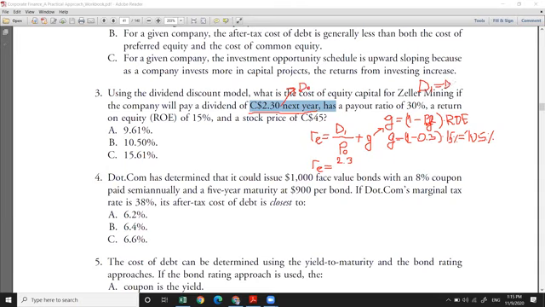then D0 times 1 plus g, and to the power of t, whatever is here, okay, gives you D1. So this is the way that you find D1 in order to put it here. But in here it's already given as a keyword. It says next year the dividend will be paid 2.30. So you just substitute here 2.30 divided by 45 plus 10.5%.